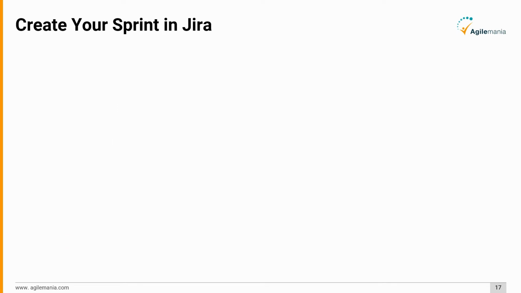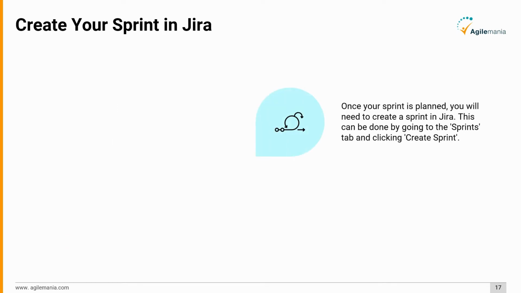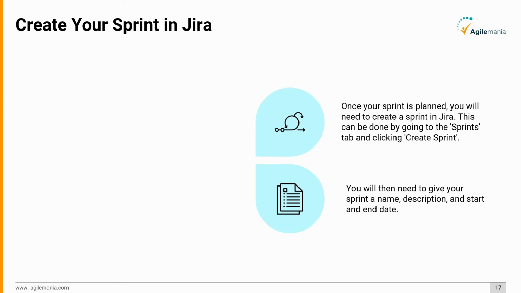Next, create your sprint in Jira. Once your sprint is planned, you will need to create a sprint in Jira. This can be done by going to the Sprints tab and clicking Create Sprint. You will then need to give your sprint a name, description, and start and end date.